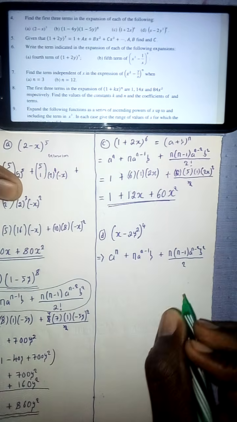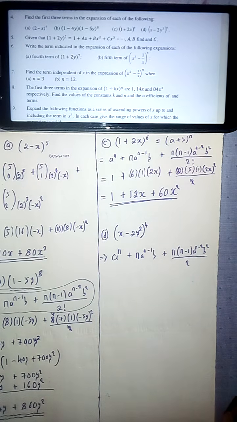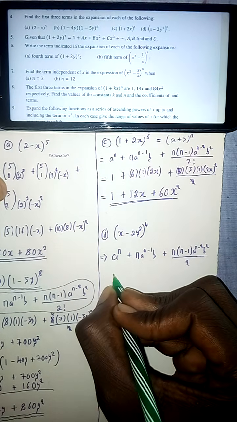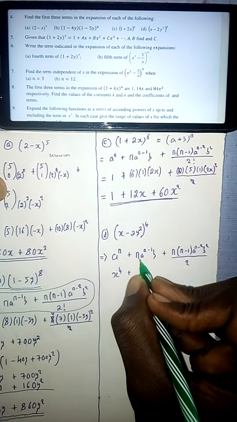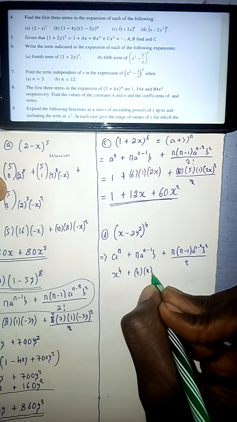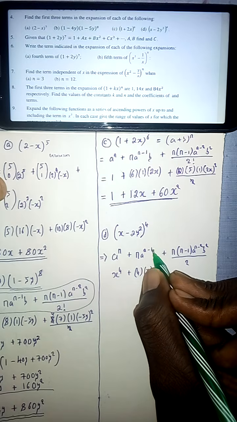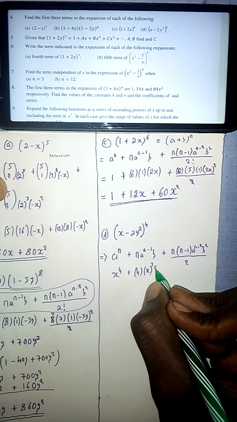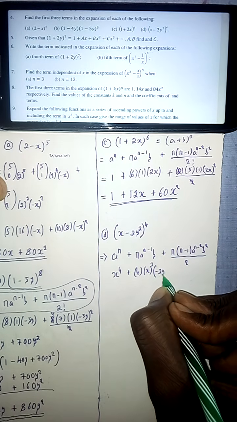Two factorial is the same as 2. Then about replacing, guys. What's our a? Our a is x. What's our n? Our n is 4. 4 minus 1 is 3, so here we'll have 3. What is our b? Our b is this part, which is negative 2y squared.